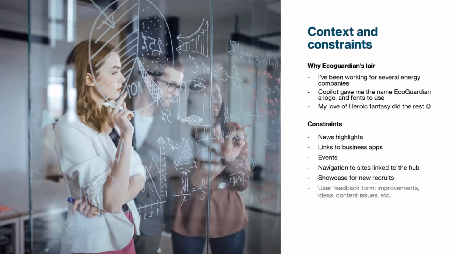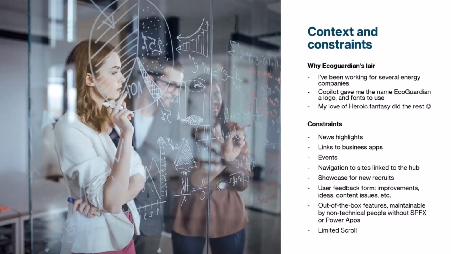I decided to apply some constraints because what my customers want, my goal, is that they have a nice site, a beautiful site, but also a site that they use and that they update. It's the main point of an intranet. If it's not updated, it's dead. So I tried to find the things that customers ask me regularly and to compile them to give a nice portal. So news highlights, links to business apps. People love to have shortcuts on their main page. Events for the company, navigation to sites linked to the hub.